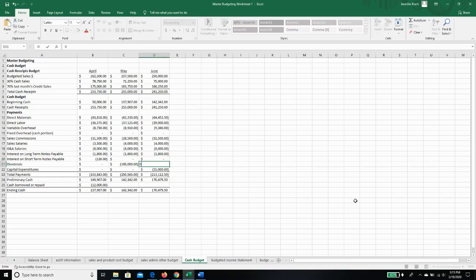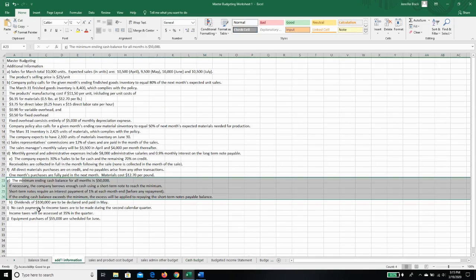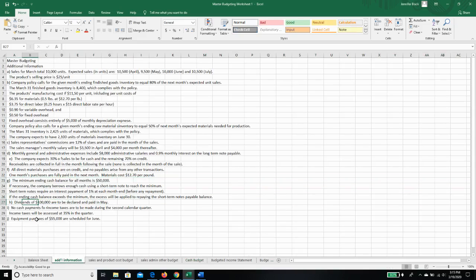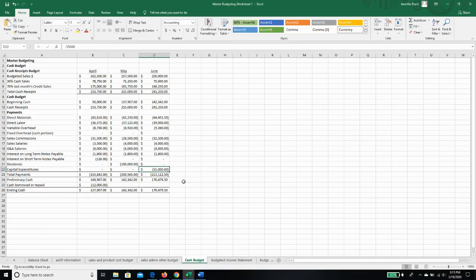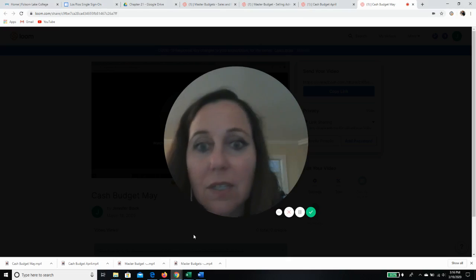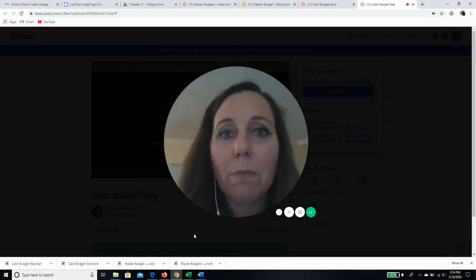We did not pay any dividends, but we did make a capital expenditure. Remember, we saw that down here. Dividends were only going to be paid in May and equipment purchases scheduled for June. So I've got that in there. Means my preliminary cash is 170,479.50. I don't need to borrow or repay any cash, so my preliminary cash is the same as my ending cash. And that, my friends, is going to conclude our cash budget.